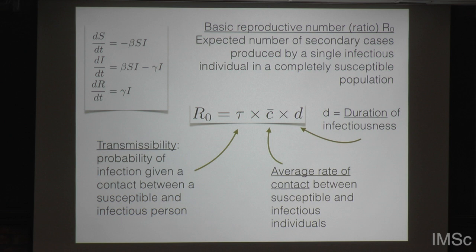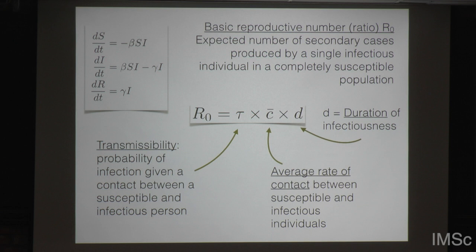This is a rate of contact, this is per day, and multiply this by a duration, which is a day, I get a number that is this, the number of people an infectious person comes into contact with over the time period that they are infectious. Is that clear for that definition?